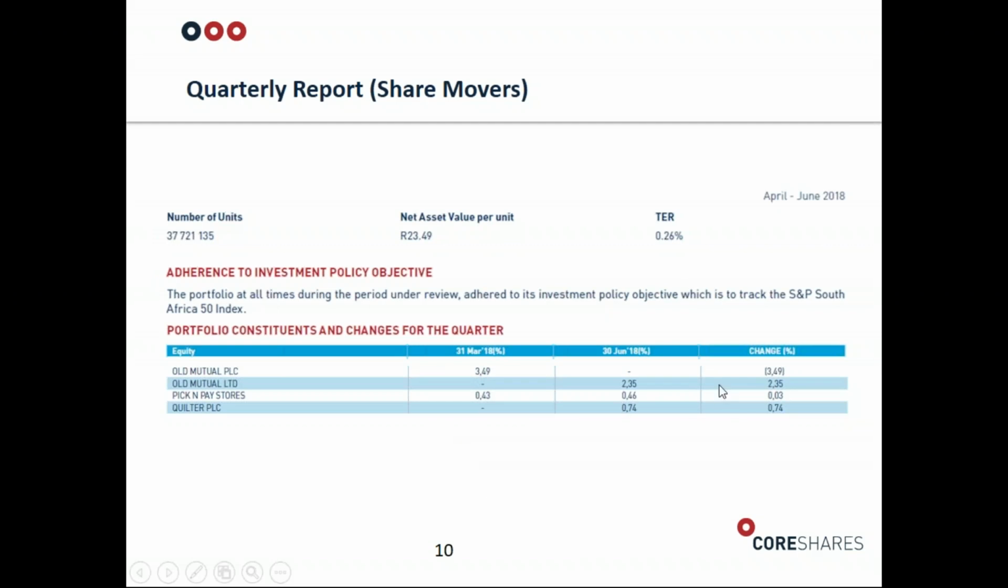So it's good to understand what's happening in your portfolio. Was it a corporate action, or was it an instance where a share has been excluded from the portfolio altogether? And that pretty much wraps it up on the fact sheet.